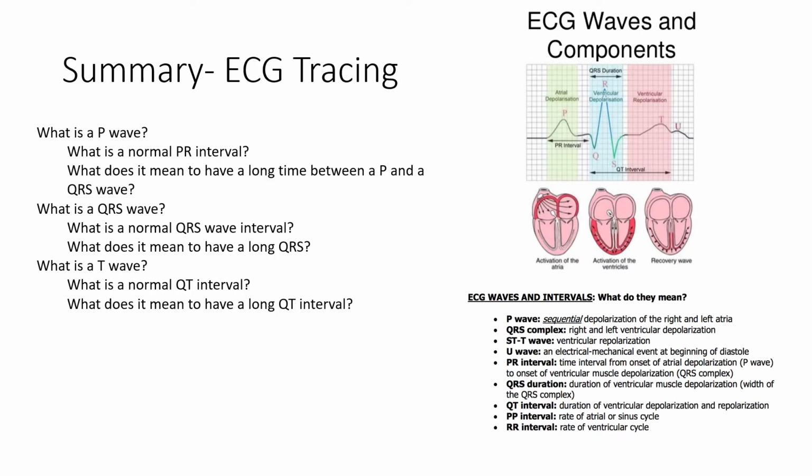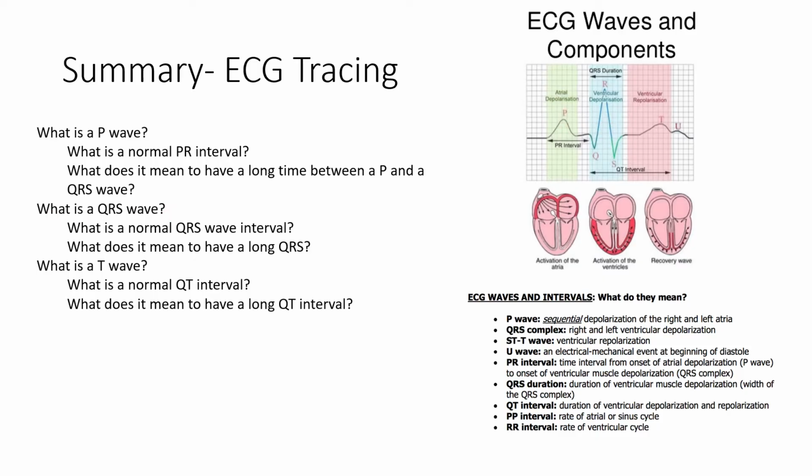Here's an ECG tracing with the different wave morphologies and what they represent. The P wave is atrial depolarization. A PR interval, being normal, would be less than 200 milliseconds. That's the time it takes for the atria to send a depolarizing stimulus to the ventricles. Having a long time between a P and a QRS means there's some delay between atrial depolarization and ventricular depolarization. Frequently, this is an AV block.